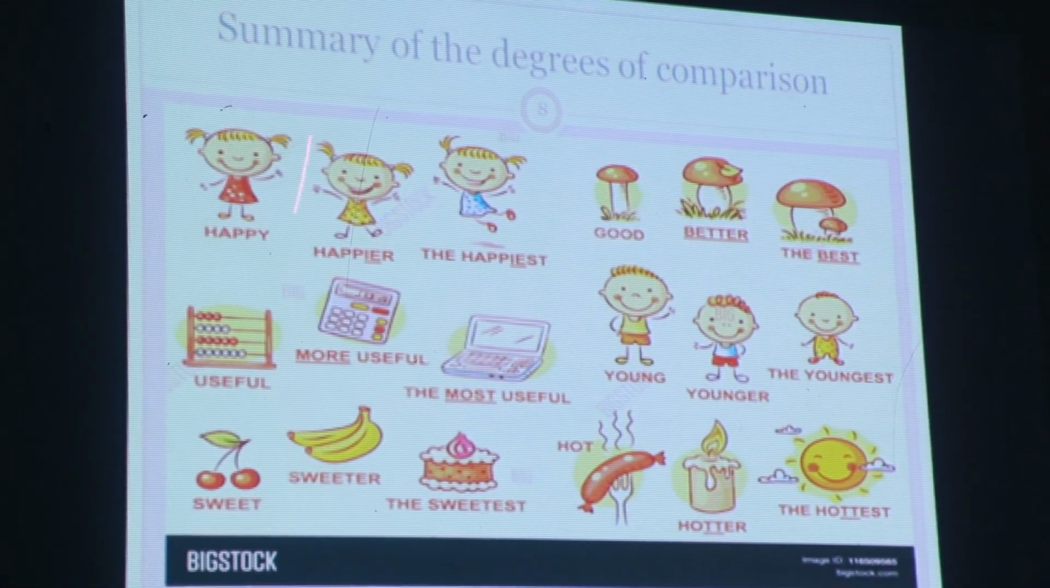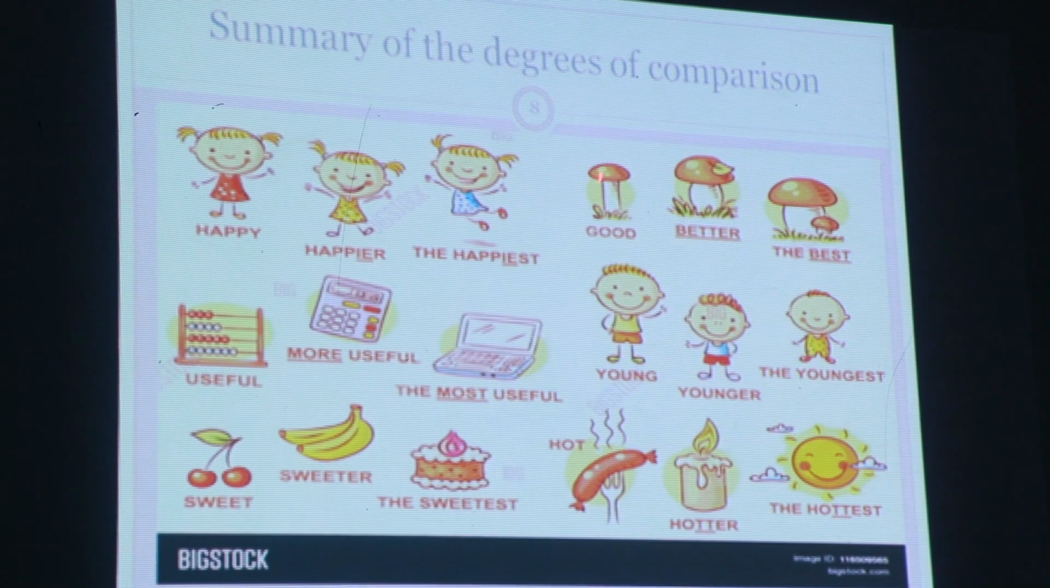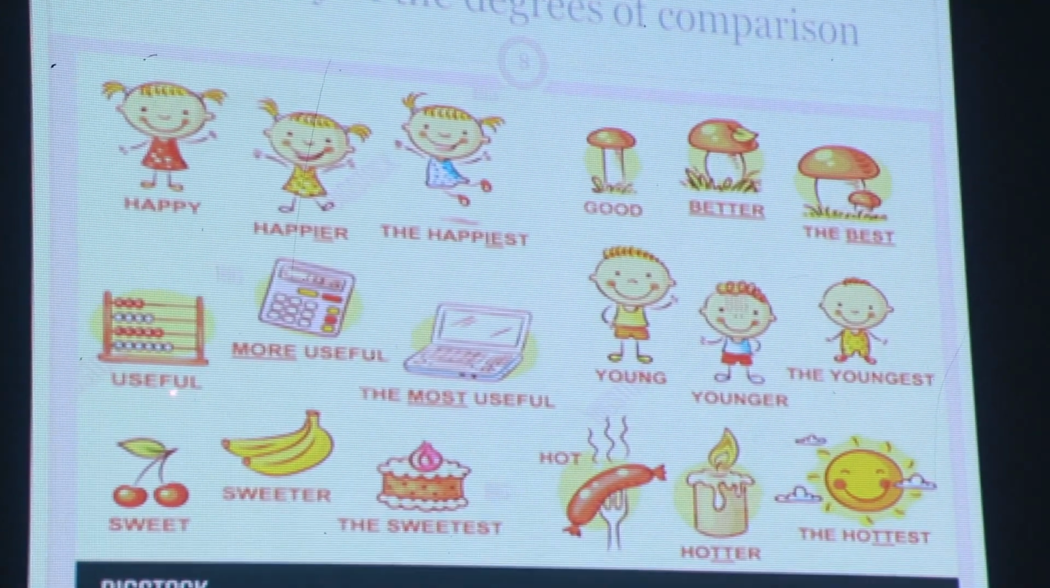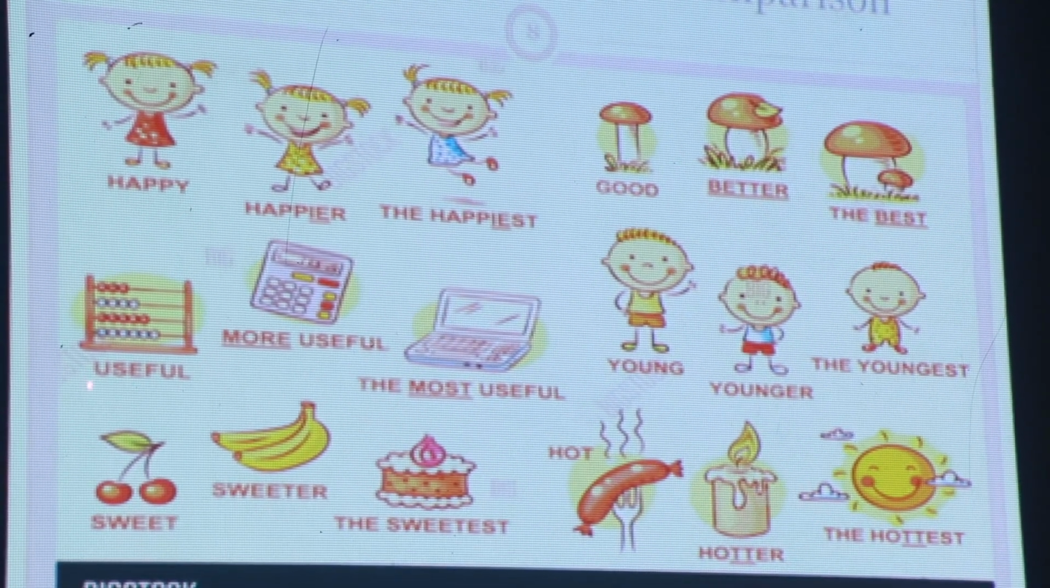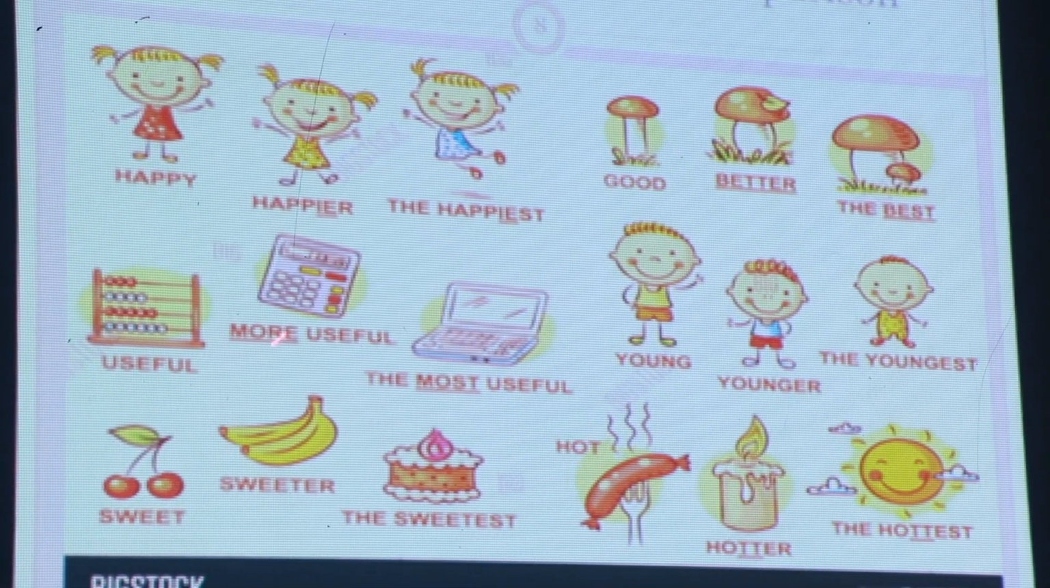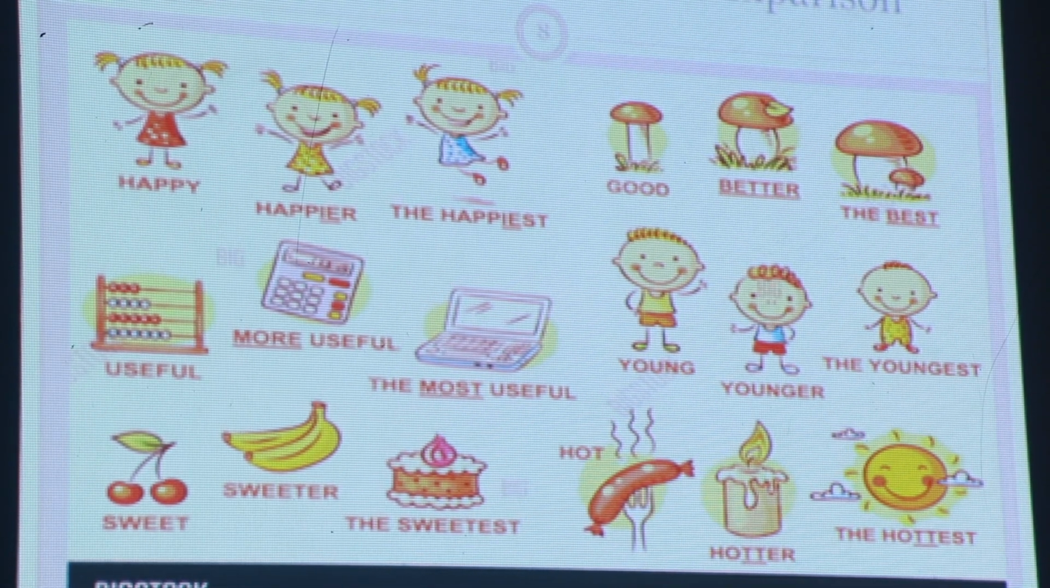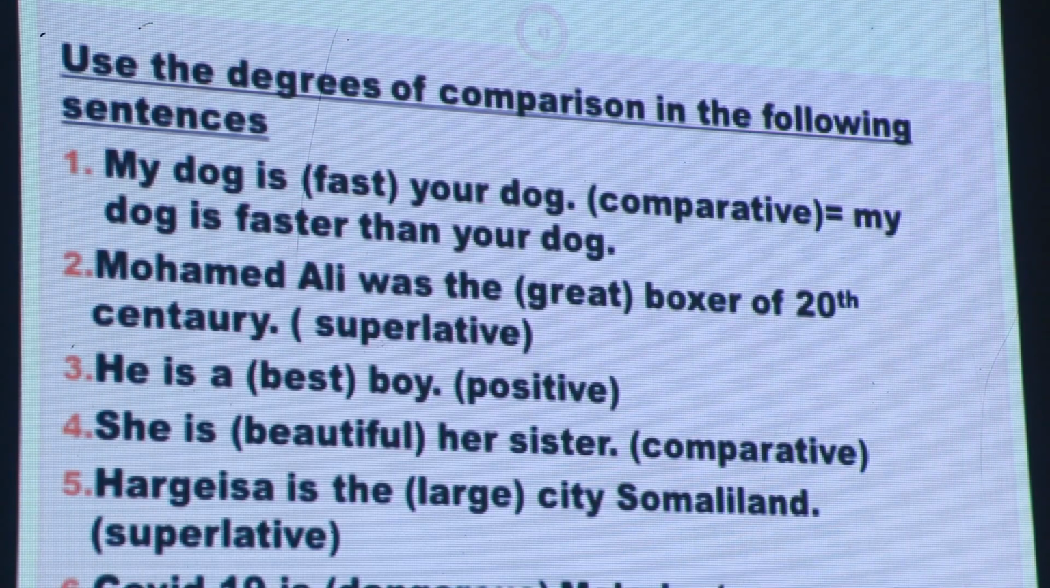As you can see in this picture: happy, happier, happiest; good, better, best; useful, more useful, because it has two syllables, which are use and full. More useful, you add more to the comparative, and most to the superlative, the most useful. And there's the. You remember I told you we are going to use the before the adjective. This is young, younger, youngest. You can read the rest. This is for the summary. Now let's do the next one.